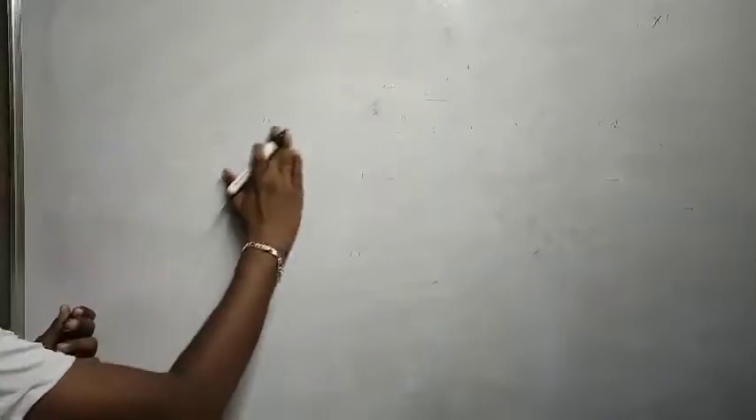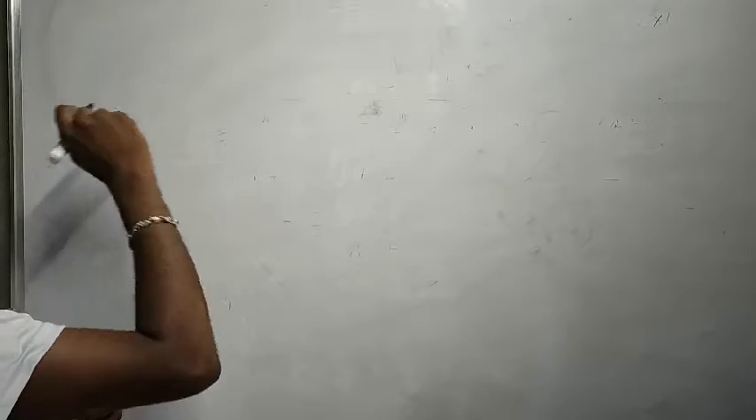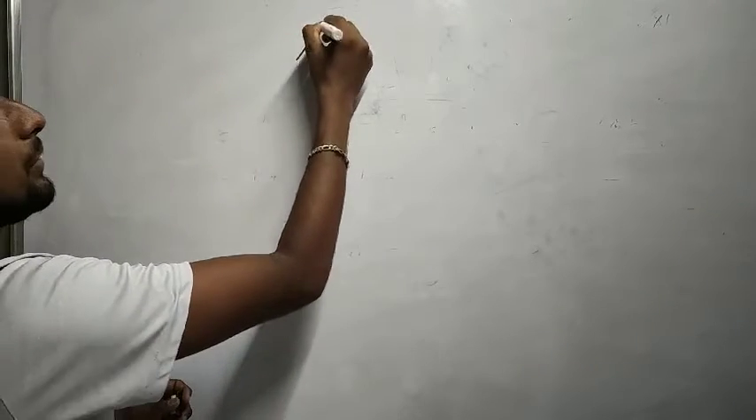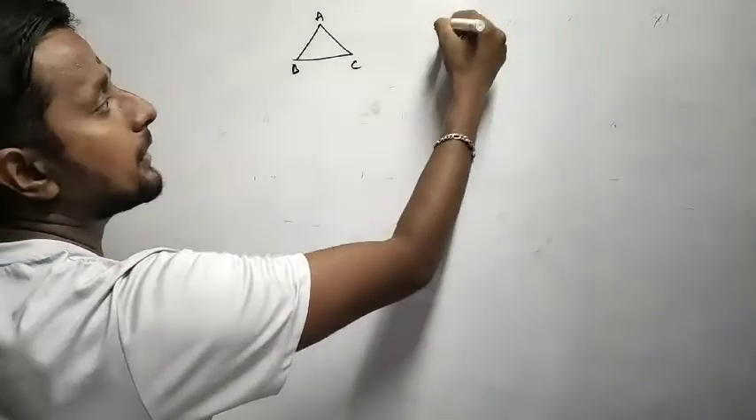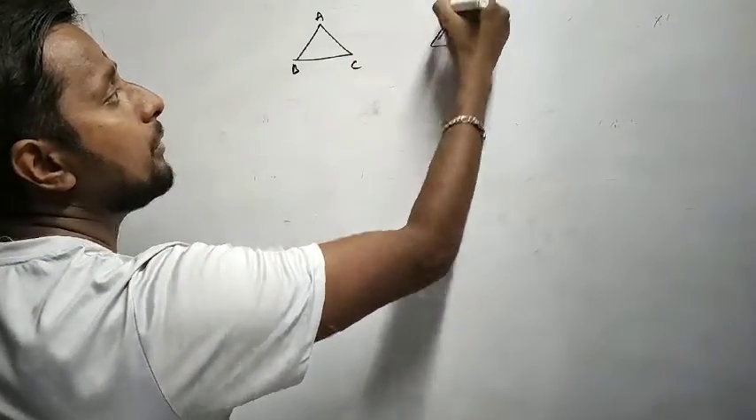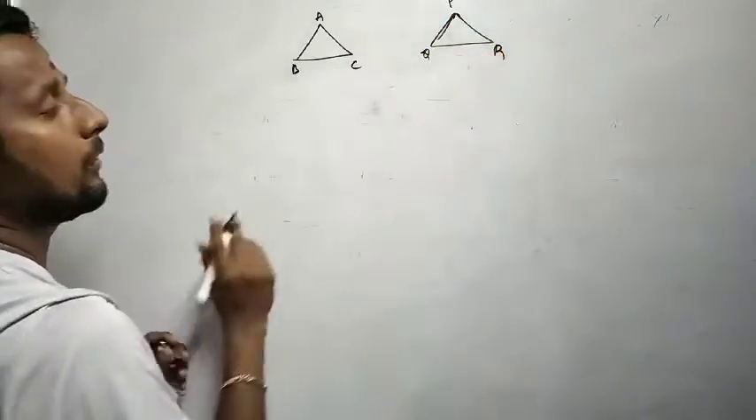Welcome back, children. Before starting exercise 8.3, we'll talk about a small theorem. Just a theorem, okay? Suppose you have taken two similar triangles, triangle ABC and triangle PQR, just for the idea.